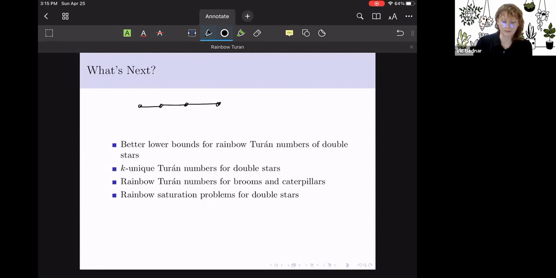so if this is our broom, then a caterpillar can have as many leaves at each vertex along the backbone that you want. So these are natural extensions of that concept of a double star. And then maybe way in the future, looking at rainbow saturations for problems for double stars.